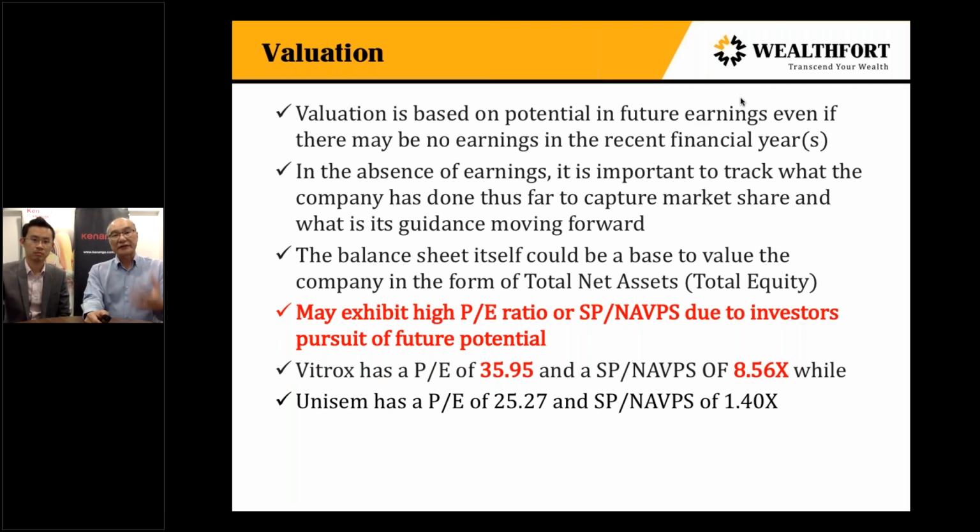The other thing is definitely they may exhibit a PE ratio that is very high, or share price over net asset value per share, due to investors' pursuit of future potential. This has always been the trend in terms of growth company valuation. For example, here we trust have a PE of 35.95 and share price over net asset value per share of 8.56 times, while Unisem PE is 25.27 and share price over net asset value per share is 1.4.